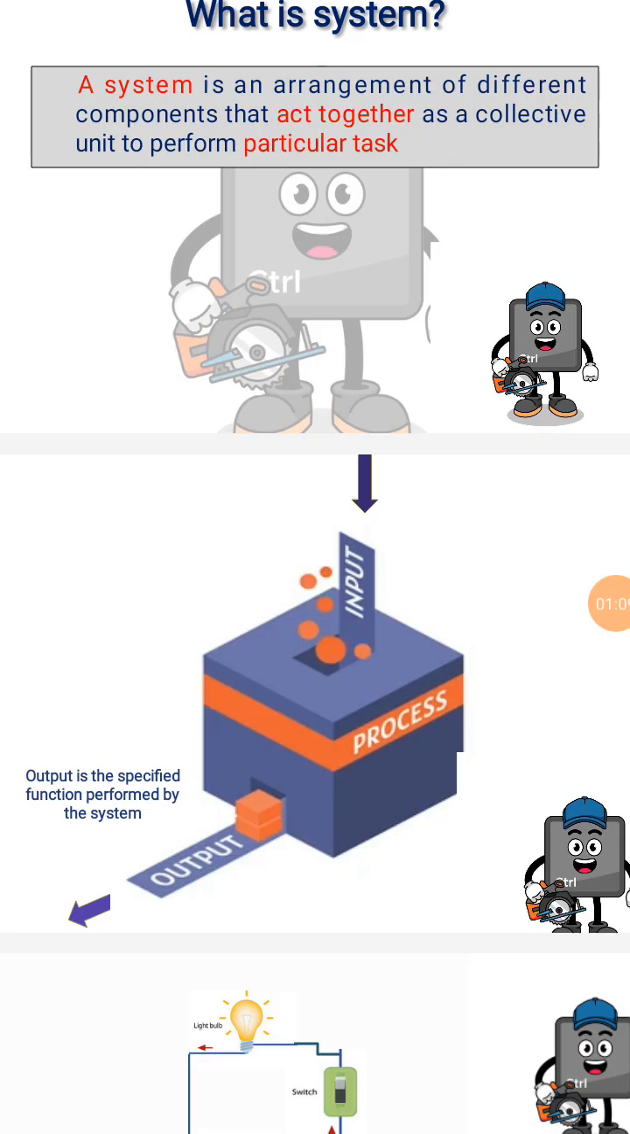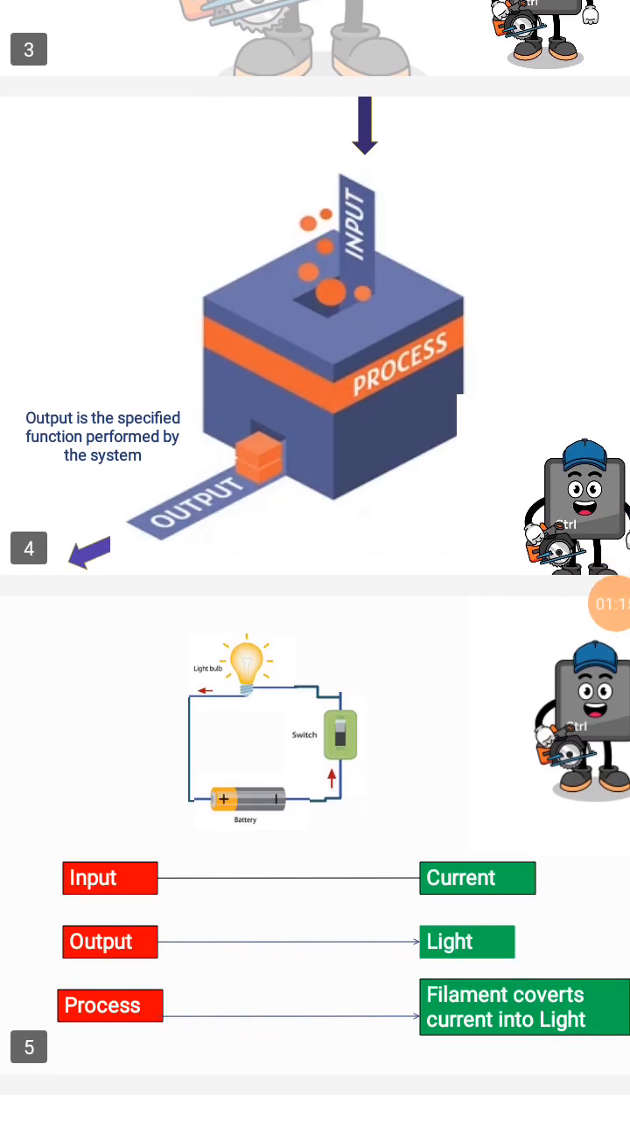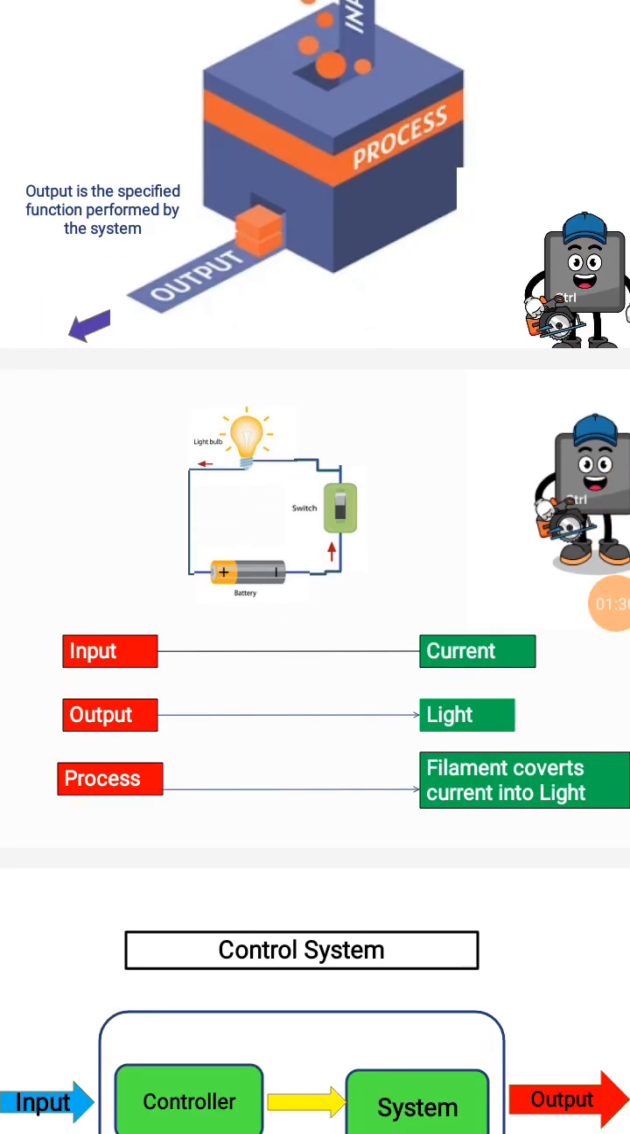Let us consider one simple example. I take a power source that is connected to a bulb. Here the input to the bulb is given by the battery in the form of current. The output of the bulb is in the form of light. The filament converts current into light. That conversion of current into light is called the process. So this is the best example of a system.